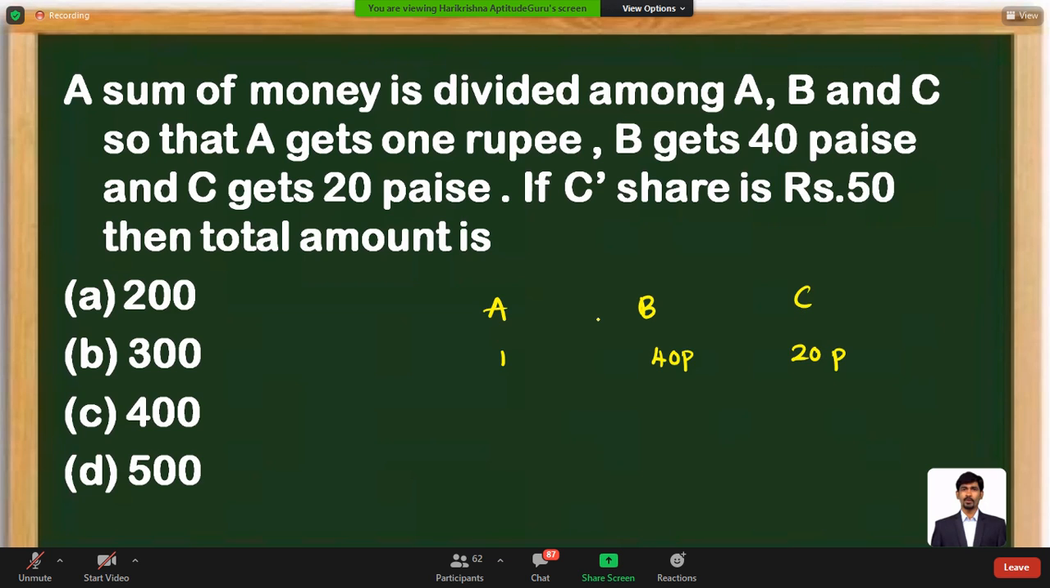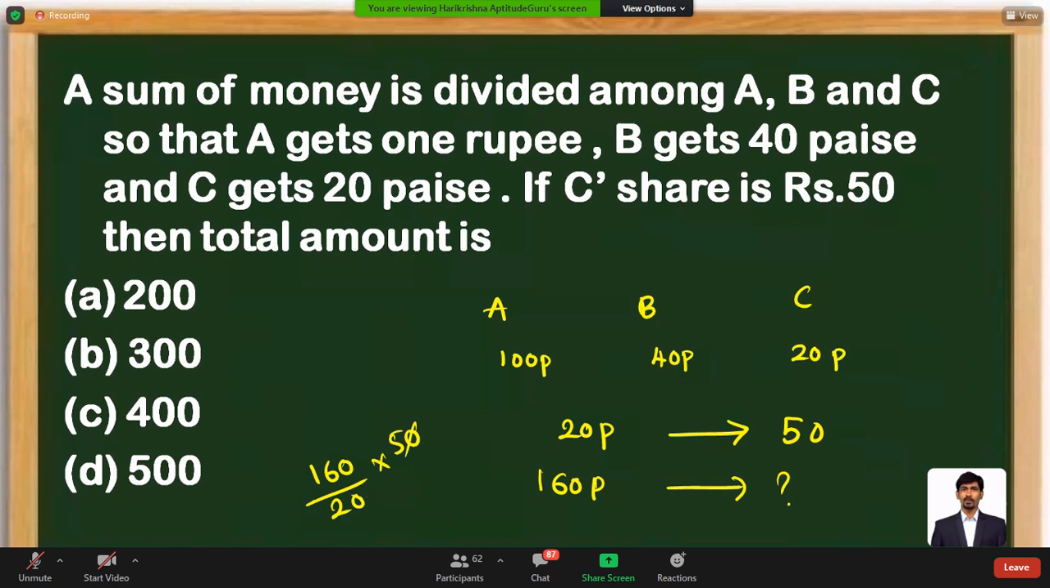So A gets 1 rupee, B gets 40 paisa, C gets 20 paisa. So this 20 paisa share is equal to 50 rupees. What is the total amount? The 1 rupee we can take as 100 paisa, right? So if 20 becomes 50, then 160 will become what? This you can solve. So 160 by 20 into 50 will give your answer.